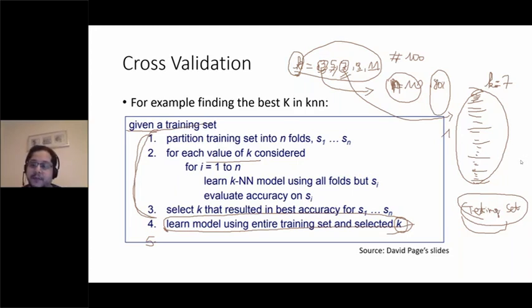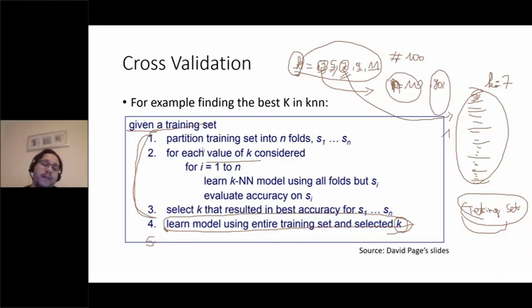This process of validation, is it applied just for KNN, or can we apply it with SVM? You can apply it anywhere. You can apply it for every model. If you want to use it for different models, you just have to add a step here in selecting from SVM, KNN, decision trees, and you do it for all of them.